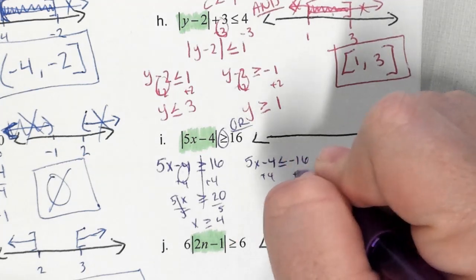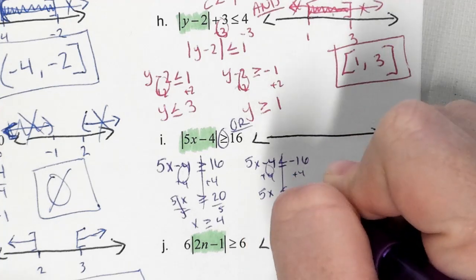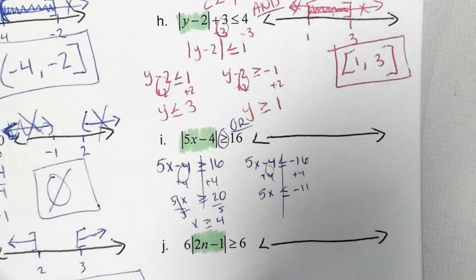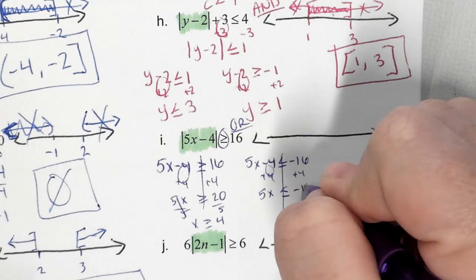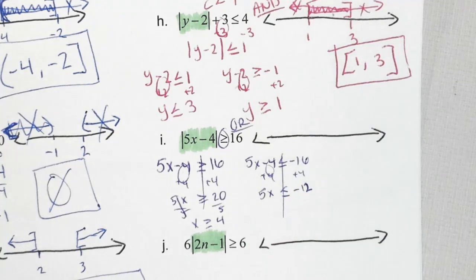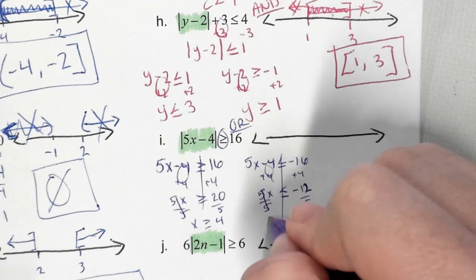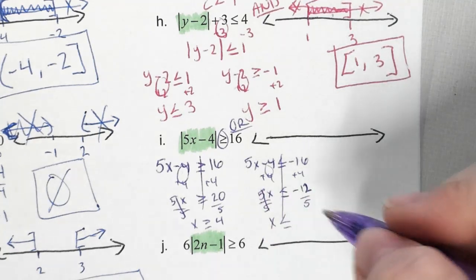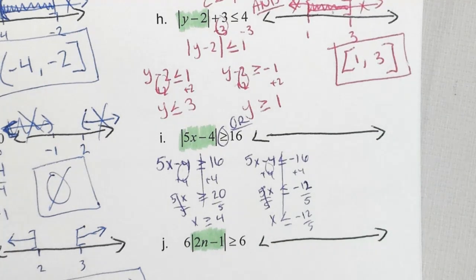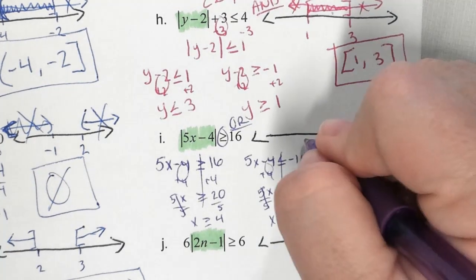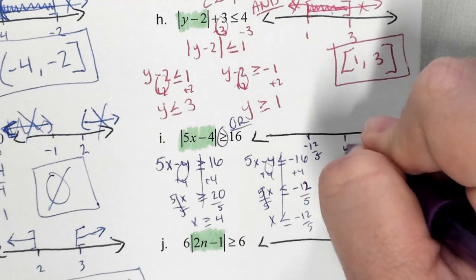Plus 4, plus 4. 5x is less than or equal to negative 12. Divide by 5, and that's going to stay a fraction. And that's okay. I don't think it simplifies at all. So it looks like that. This is negative. So I have negative 12 over 5, positive 4.